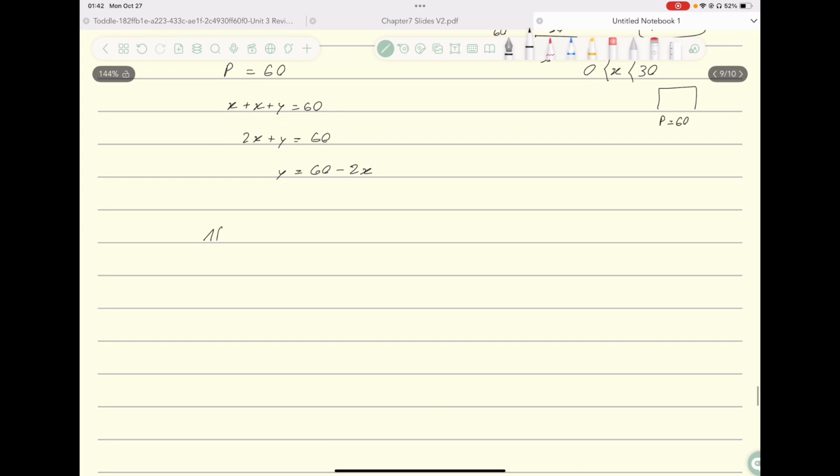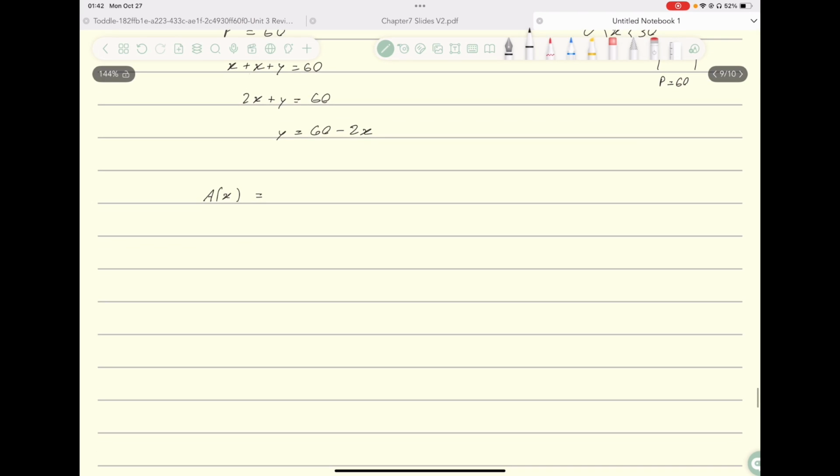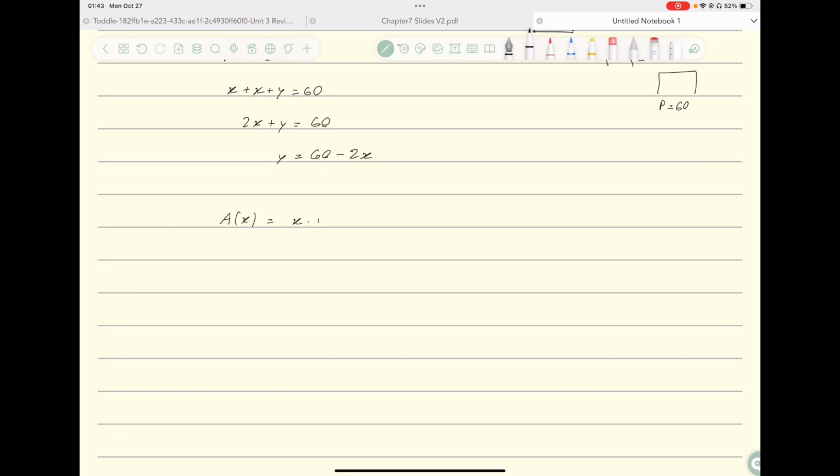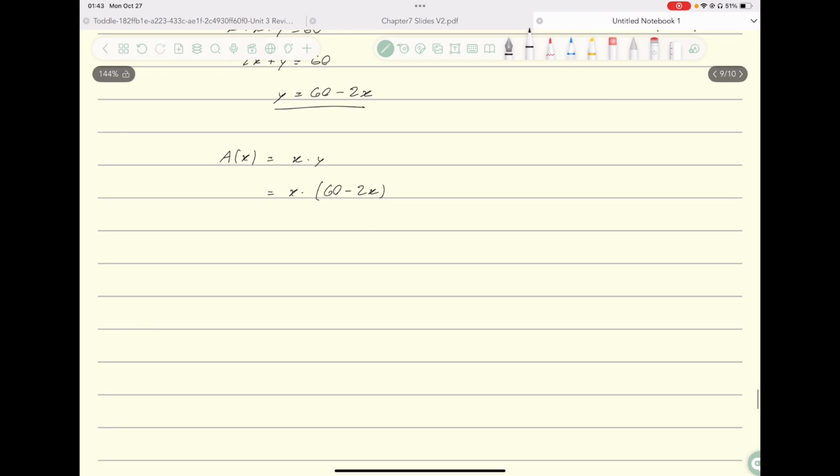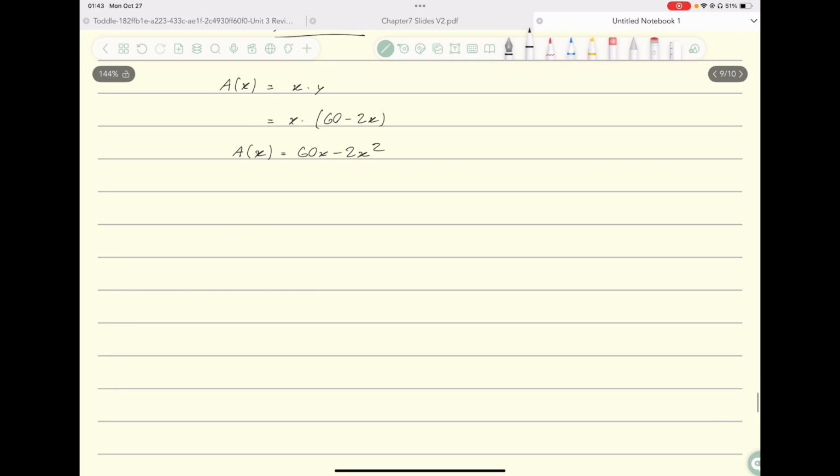And we can find the maximum area. So what is the area of the rectangle? It's x times y. We have these equations for y, so we can substitute 60 minus 2x, and then we'll get 60x minus 2x squared. So how do we find the maximum area?